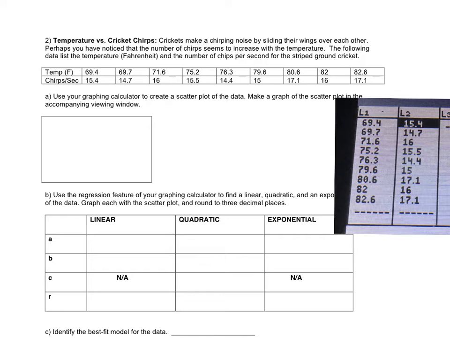cricket. So what we're going to do is enter the temperatures into list one on our calculator, the chirps per second in list two, and we want to create a linear, quadratic, and exponential model for the data, and then use the best fit model to answer some questions. So take a minute, enter the data into your calculator, and then we will set up a scatter plot for the data, because regression analysis always begins with the scatter plot.